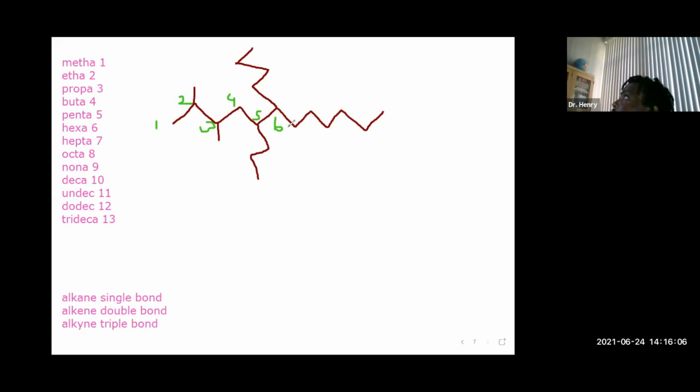That's 6, 7, 8, 9, 10, 11, 12. Okay, are there any double bonds? Are there any triple bonds? No. So I know the very end of the name of this compound is going to be dodecane.